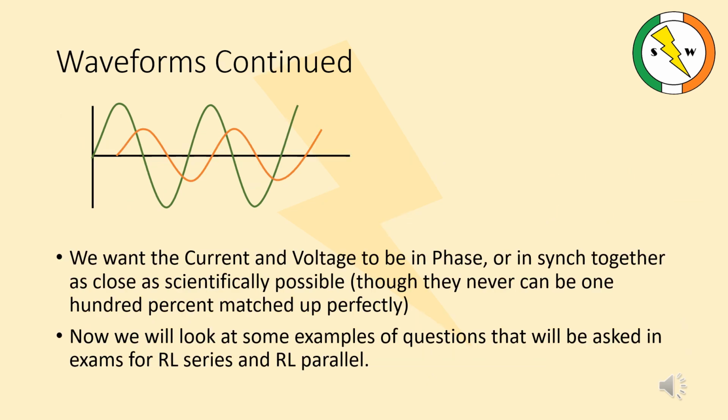This example would also be impossible, but it shows why this would be a bad scenario and cause a lot of power loss. We want the current and voltage to be in phase, or in sync together as close as scientifically possible, though they never can be 100% matched up perfectly. Now we will look at some examples of questions that will be asked in exams for RL series and RL parallel.